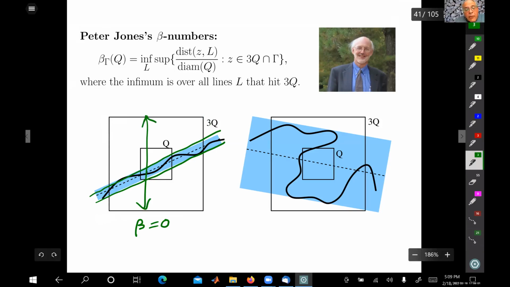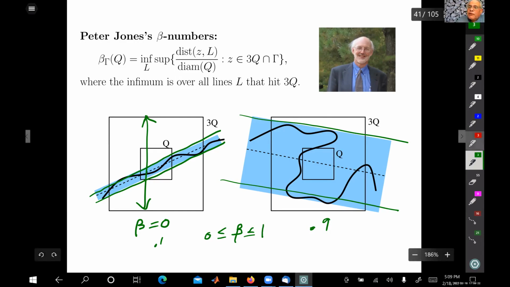So it's like a percentage. In this case, the curve is only about maybe 10% the width of the box. So beta is pretty small, maybe about 0.1. In a picture like this, the thinnest strip is pretty big. So maybe here beta is about 0.9. It's pretty big, but beta is always between 0 and 1.